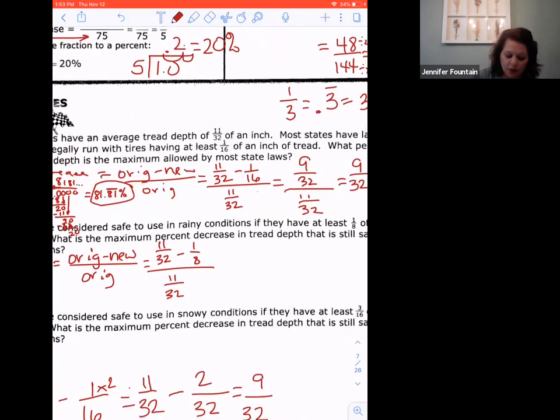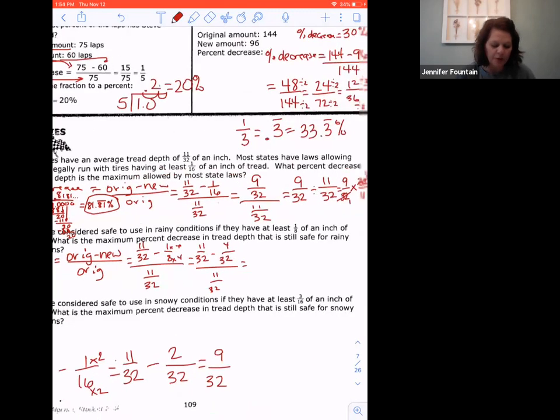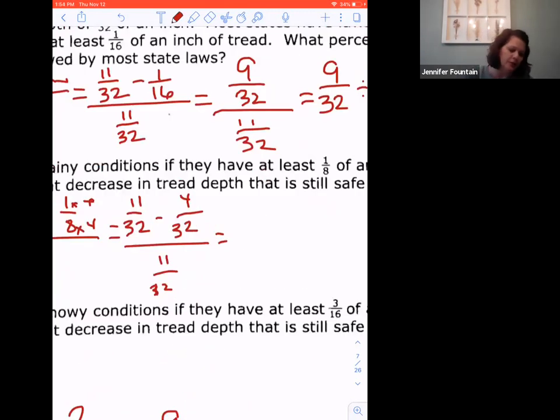So again, just like we did earlier, my first step is I've got to do common denominators. So 11 over 32, common denominator again is going to be 32 because 8 times 4 is 32. I multiplied 8 by 4 to get to 32, 1 times 4, so I have 4 over 32. 11 over 32 minus 4 over 32. 11 minus 4 is 7. So I have 7 over 32 divided by 11 over 32.